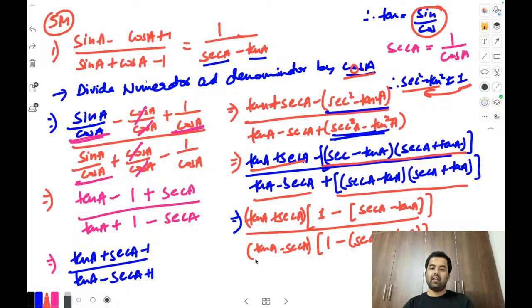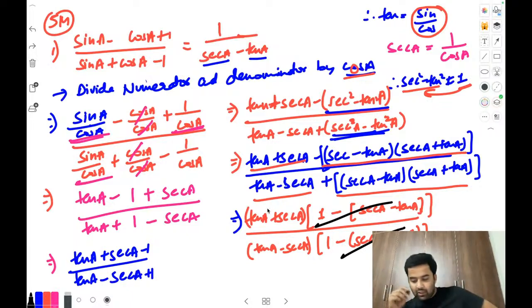Now, as you see, we can cancel one thing here. We can cancel these two. This one whole cancels. Remaining is this part only. Now, remaining value, what we can do here? Tan A plus sec A, divide by tan A minus sec A. What we can do here after taking common? Here is a, sorry, here is plus now.